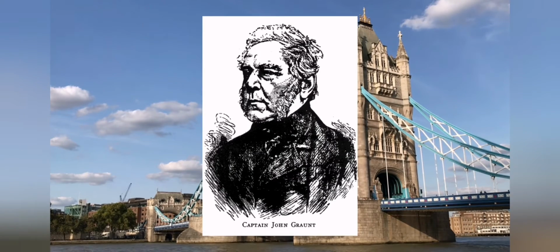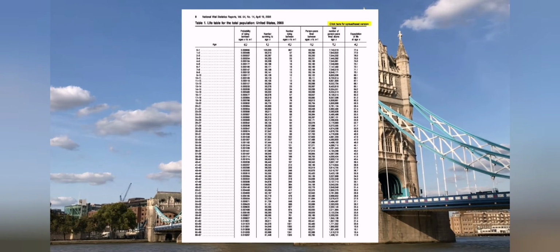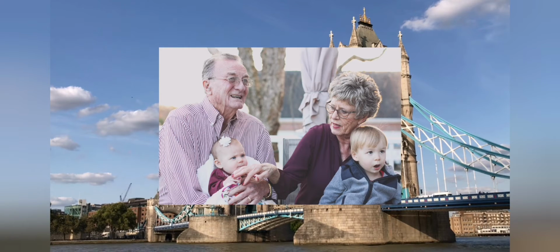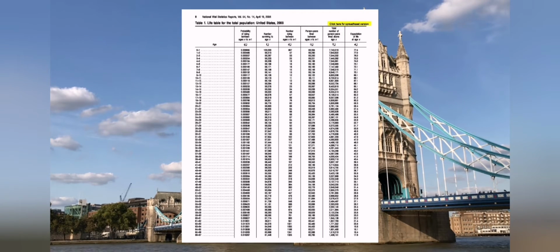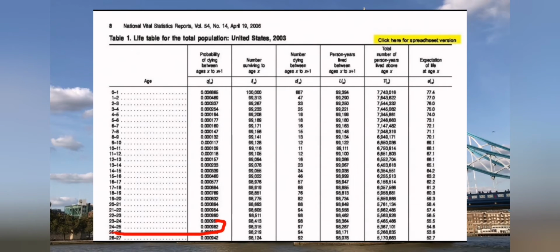So again, John Grant developed a life table. So this is a table that provides the probability of survival to each age. Pretty grim, but necessary and important at that time. Here we have a sample of the life table that's pretty recent from United States in 2003. So let's try to give it a whiff.